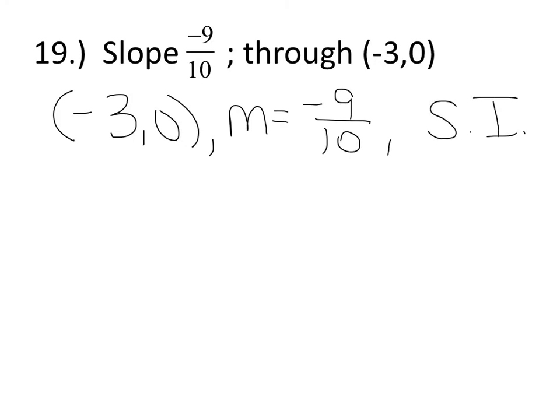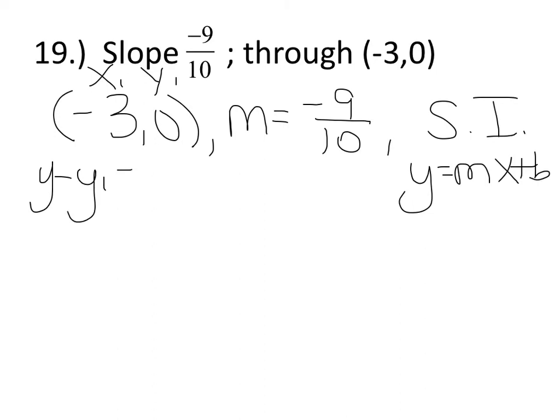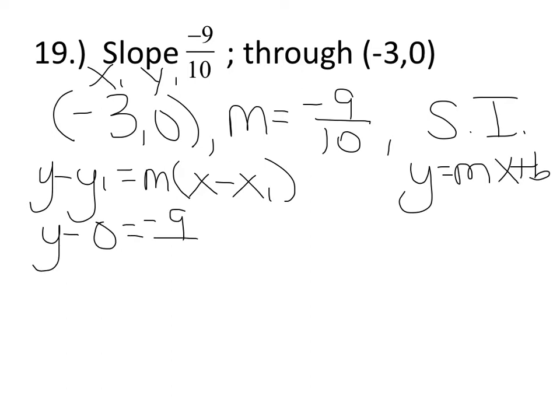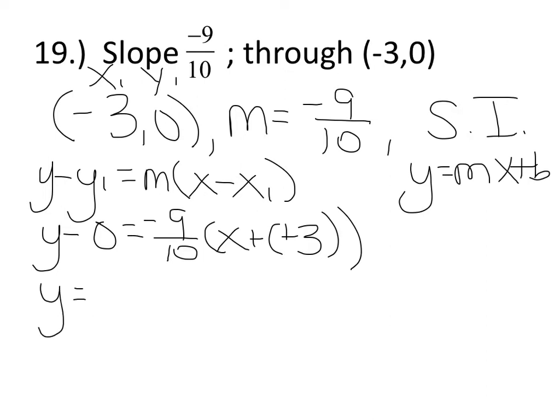Alright, so I've got my point of (negative 3, 0), my slope of negative 9/10, and again I want it in slope-intercept, which is y equals mx plus b. I'm going to label x1, y1, and I'm going to plug into point slope form, which is again y minus y1 equals m times x minus x1. So I do y minus 0 equals negative 9/10 times x minus negative 3. Add a line, change the sign. So I have y minus 0, which is just y, equals negative 9/10 times x plus 3.